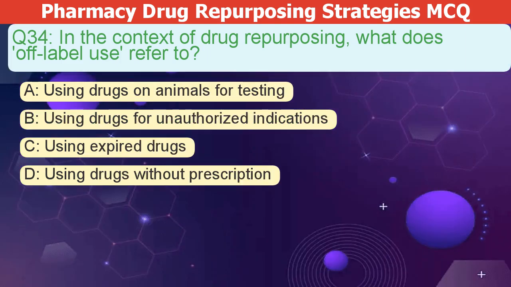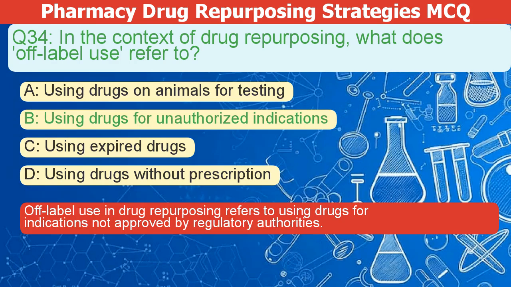In the context of drug repurposing, what does off-label use refer to? A. Using drugs on animals for testing. B. Using drugs for unauthorized indications. C. Using expired drugs. D. Using drugs without a prescription. The correct answer is B. Off-label use, in drug repurposing, refers to using drugs for indications not approved by regulatory authorities.